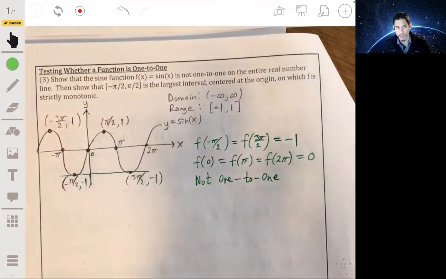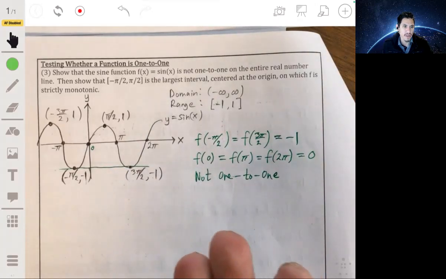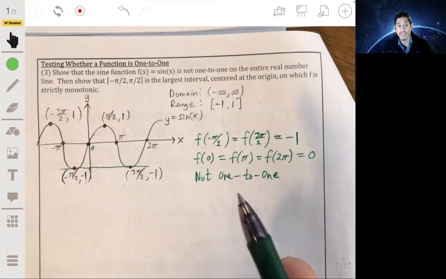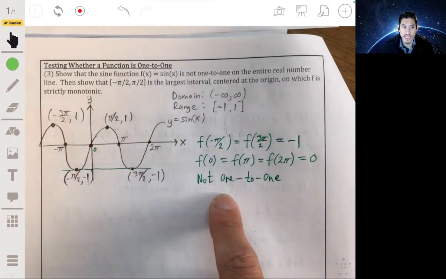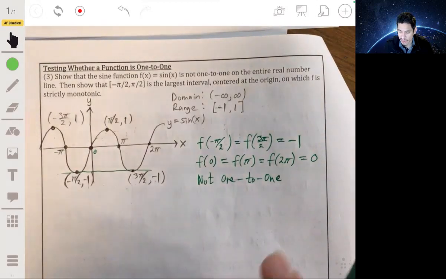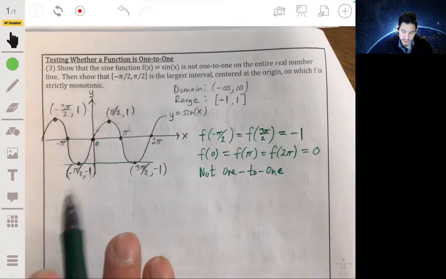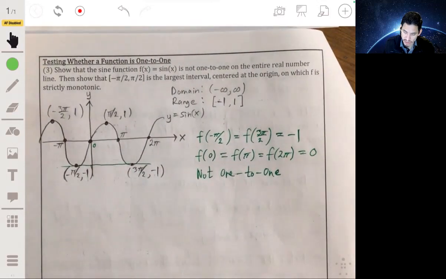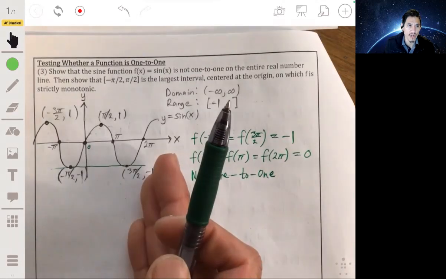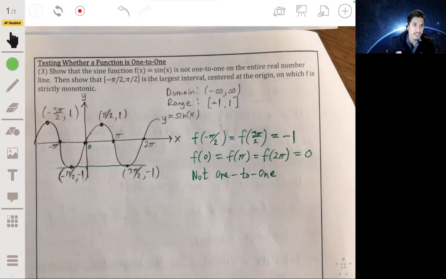Anyways, so what can we do? What can we do with the sine function to take care of the situation? Because remember, if it doesn't satisfy this one-to-one condition, that means it can't have an inverse function. So we need to find a way to make it one-to-one. So what we do is we restrict the domain. We restrict the domain so that the same y value never occurs more than once.